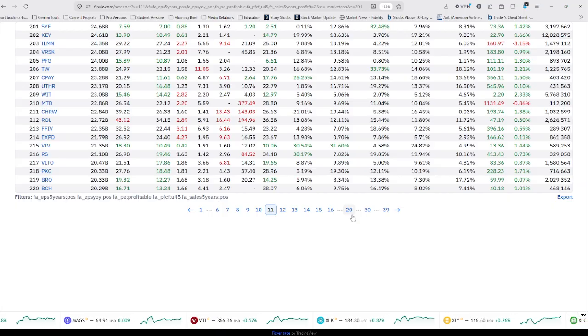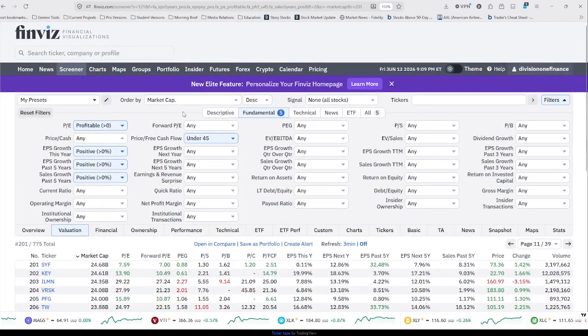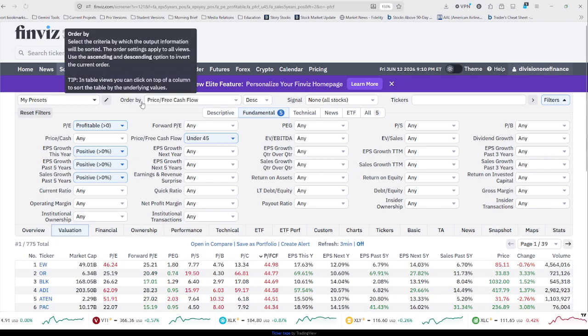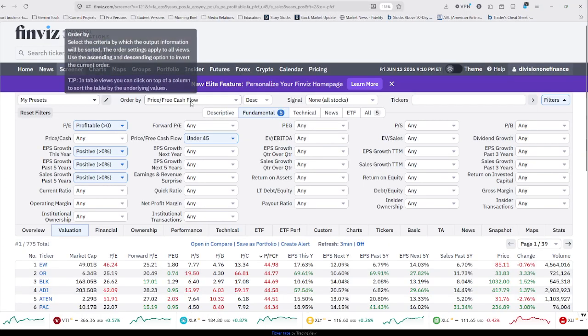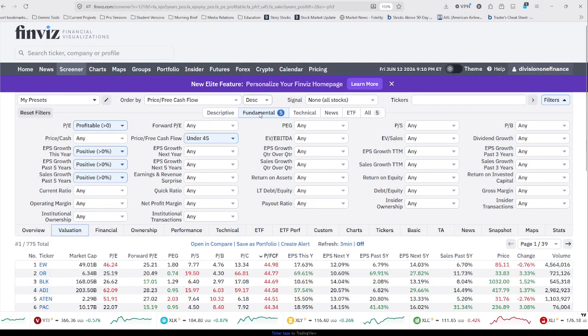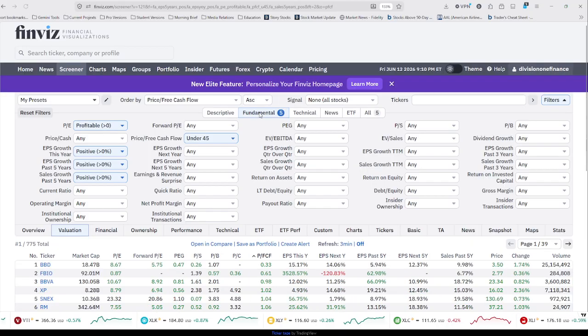All right. So first we need to do what? Sort them out by price to free cash flow. So I got price to free cash flow right here. Go order by price to free cash flow. All right. And then we go in ascending order.